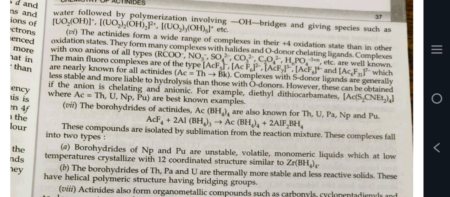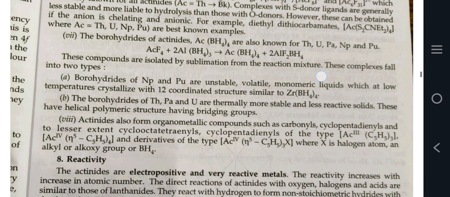These complexes fall into two types. A. The borohydrides of Np and Pu are unstable, volatile monomeric liquids which are crystalline at low temperature with a 12-coordinate structure similar to Zr(BH4)4. B. The borohydrides of Th, Pa and U are thermally more stable and less reactive solids. These have a helical polymeric structure having bridging groups.